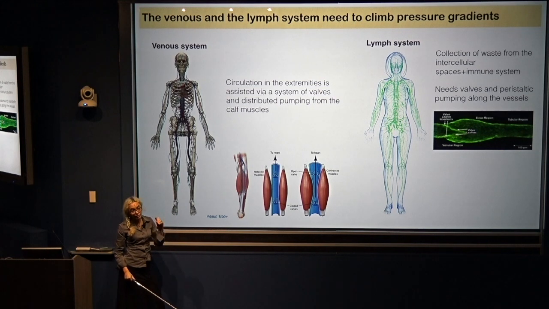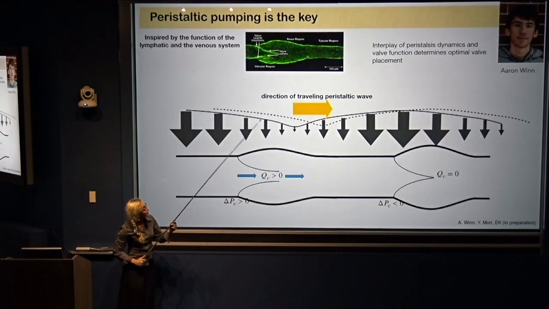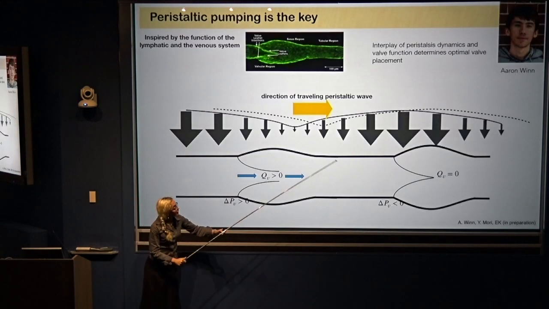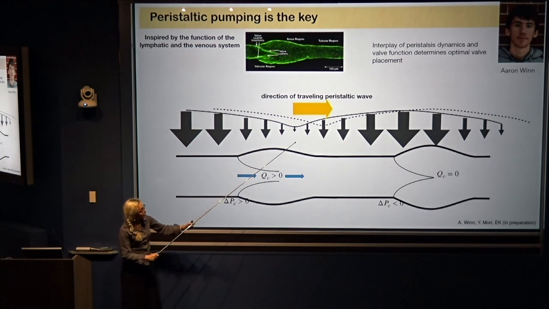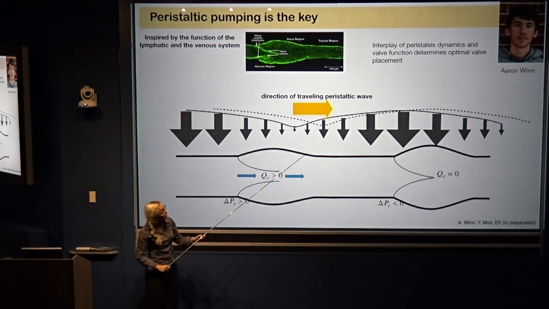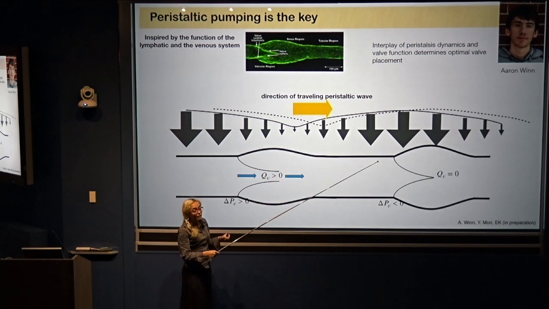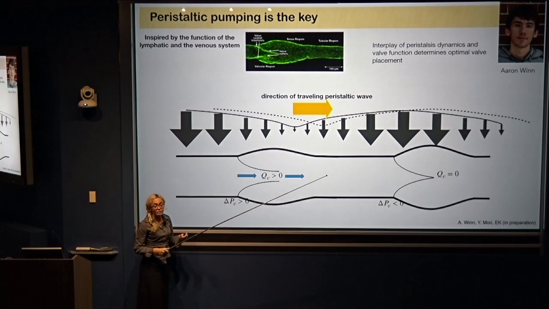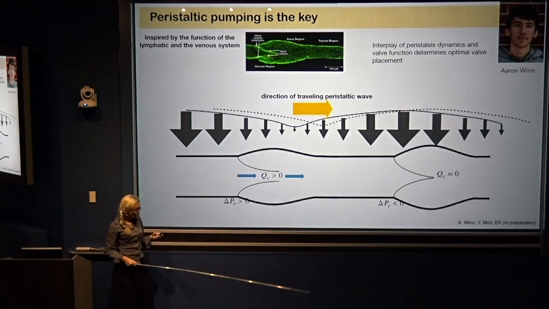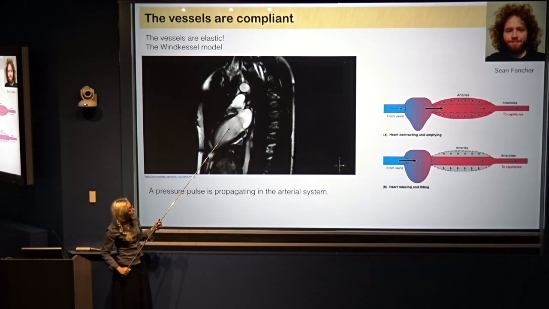We have this dynamics being coupled to the valve, this actually peristaltic wave traveling, and the dynamics of the peristaltic waves in conjunction to the valves determines some optimal valve placement where the veins should be optimally placed. This is something I won't have too much time to talk about, but I will be focusing more in this.